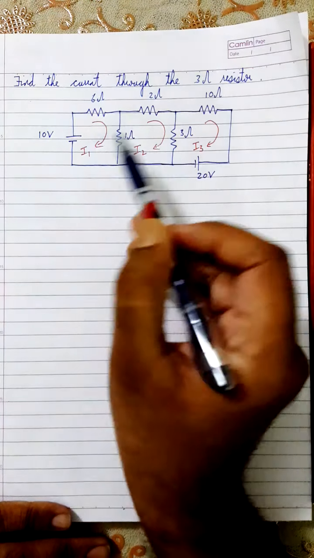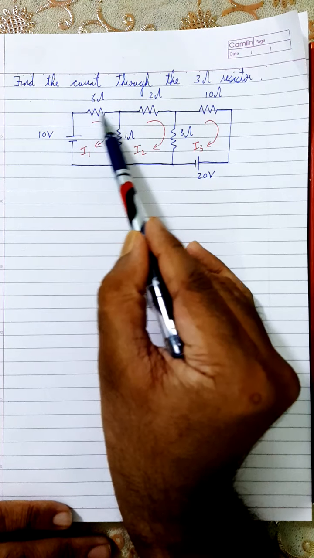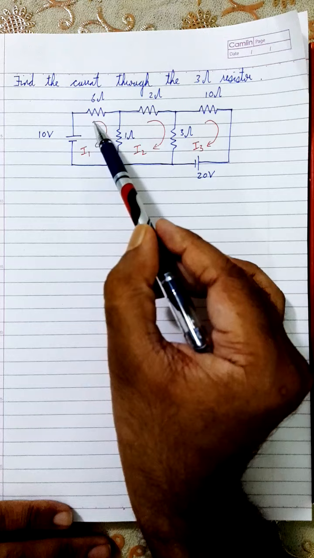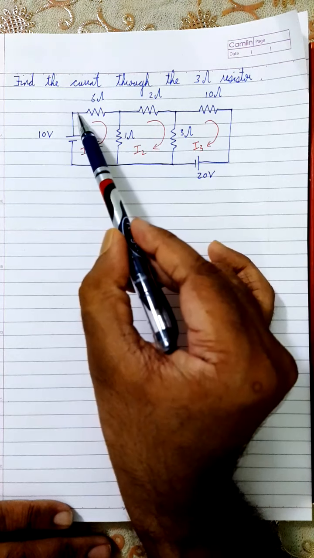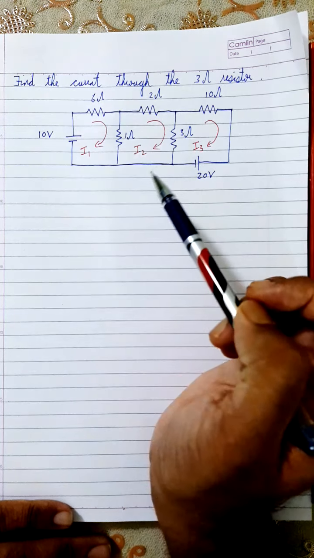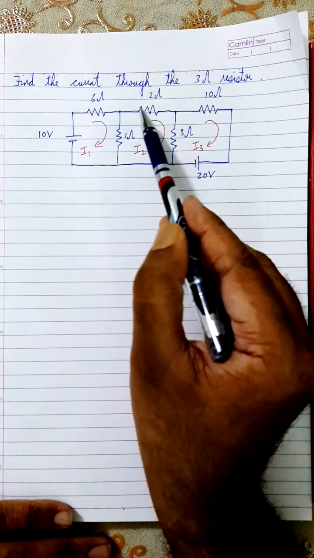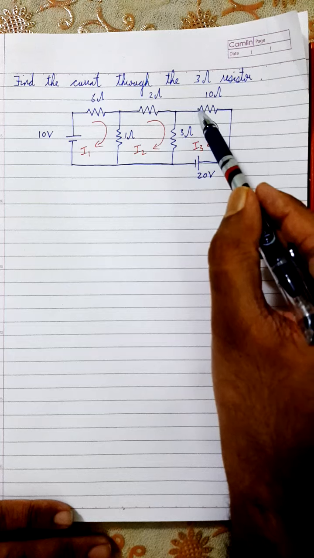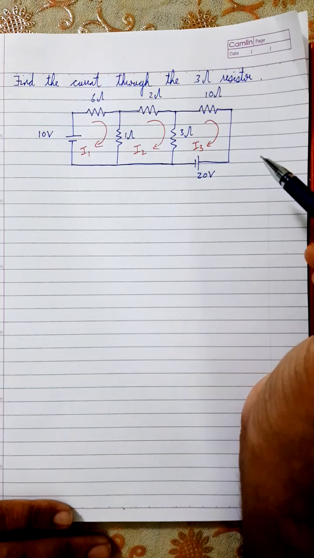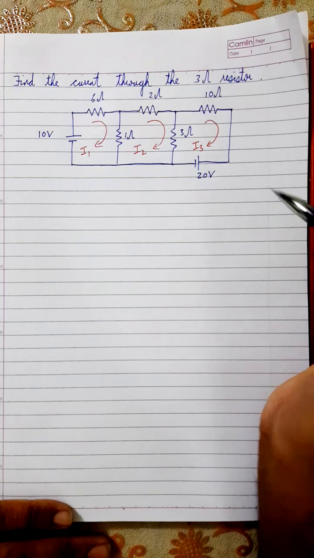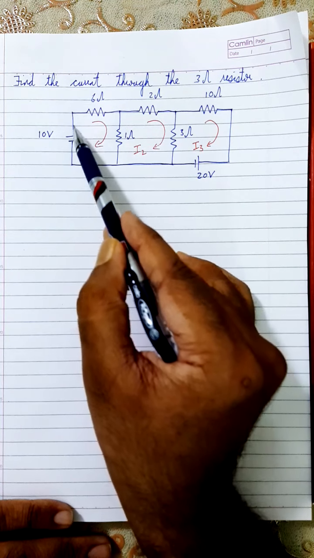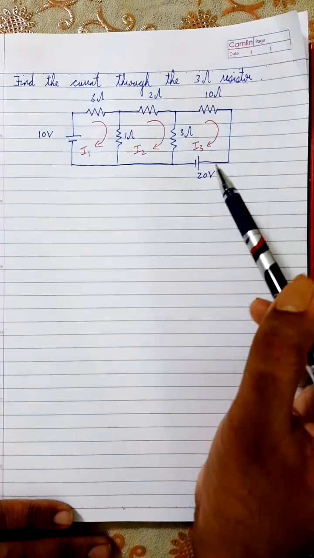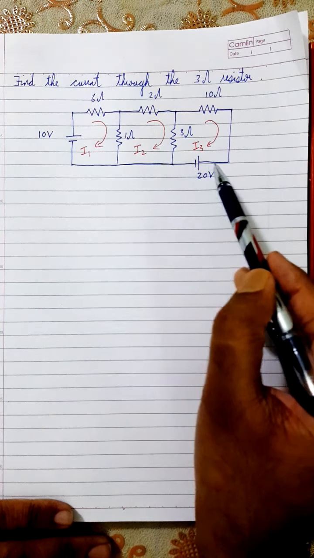For example, the current through this branch is I1, and according to your assumed direction it flows from left to right. The current through this 2 ohm resistor is I2, the current through this resistor is I3, through this 10 ohm resistor is I3, the current generated by this 10 volt source is I1, the current through this branch, through this voltage source, is I3, right? The current through this branch is I2, right?